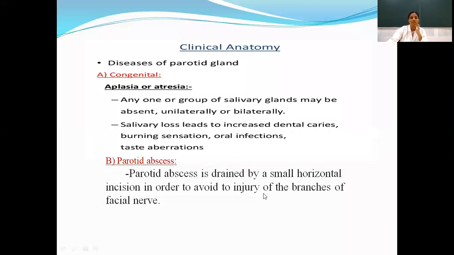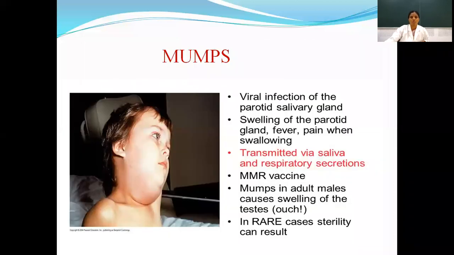Then here, this is very, very important. While draining the parotid abscess, we have to give a small horizontal incision instead of a vertical incision. Why? Already you know the facial nerve divides horizontally, in this way. If you give a vertical incision, there may be a chance of damage to it. So always drain a parotid abscess by giving only a small horizontal incision in order to avoid injury to the facial nerve.